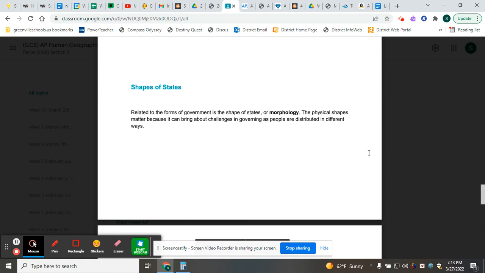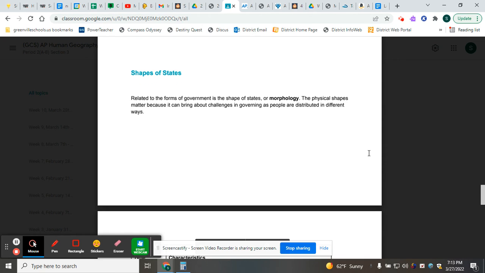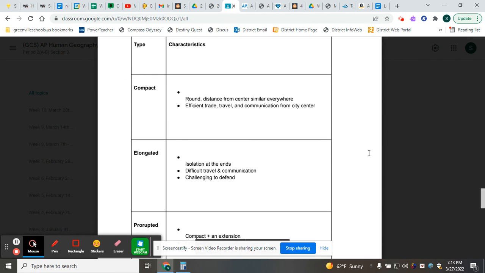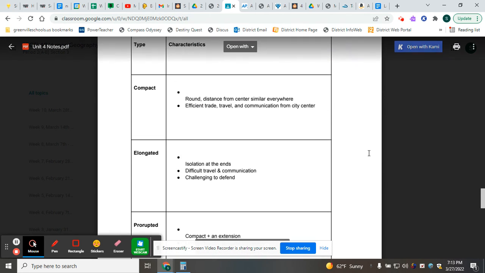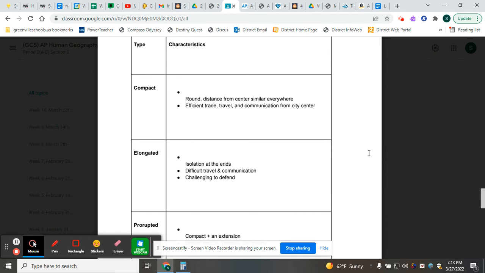Let's scroll on down to the shapes of states. We have four different types of states: compact, elongated, prorupted, and perforated. We'll look at some examples of these later on in the week. A compact state is just like it sounds. No matter where you are in that state, the distance from anywhere in that state to the middle of it is going to be about the same.